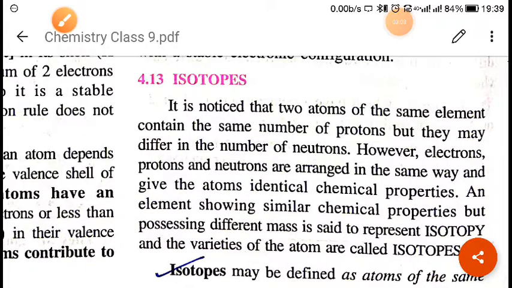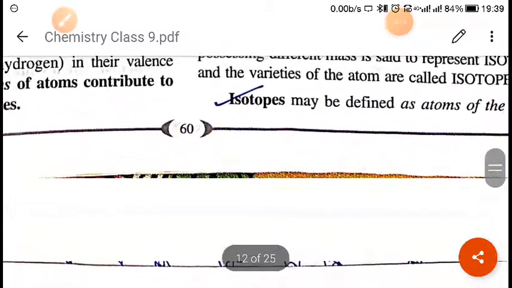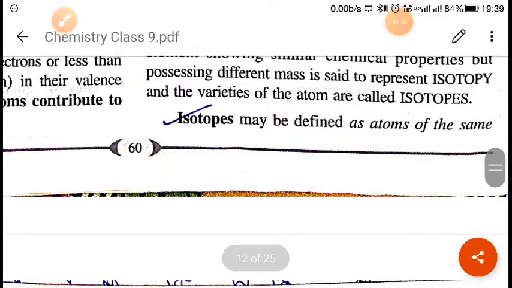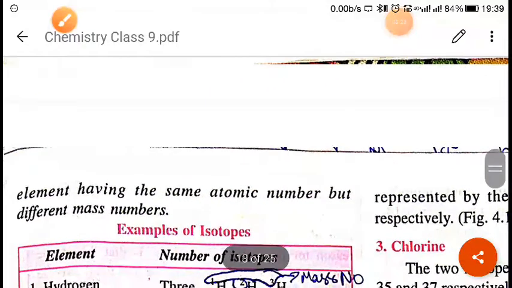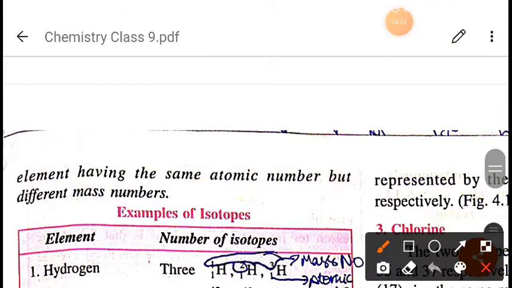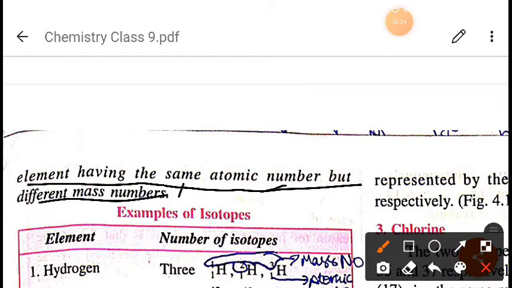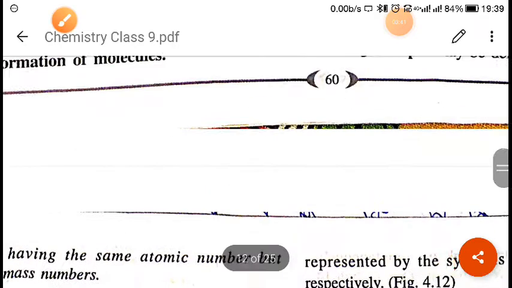So if you want to define isotopes, we can say an isotope may be defined as an atom of the same element having the same atomic number but a different mass number. Why is it a different mass number? Because the number of neutrons is changing. If the number of neutrons is changing, then there will be a difference in mass, right? I hope you have understood this.